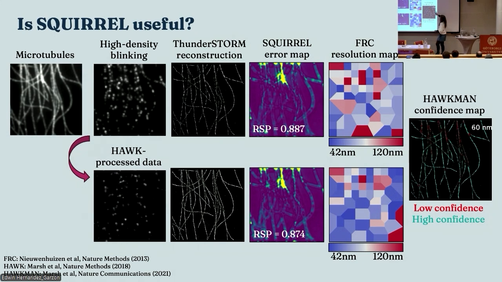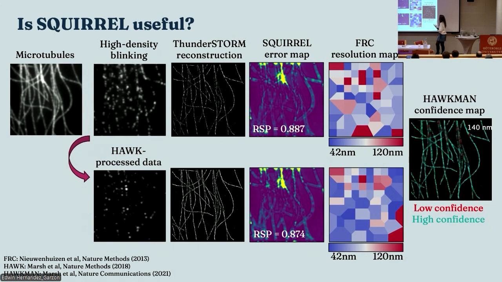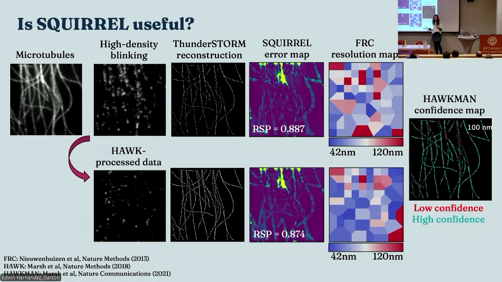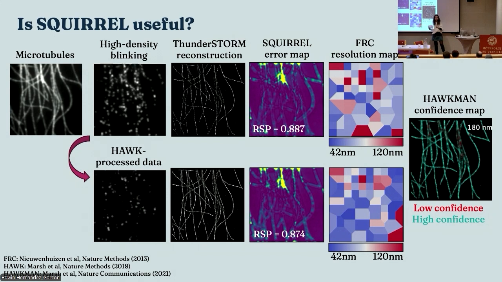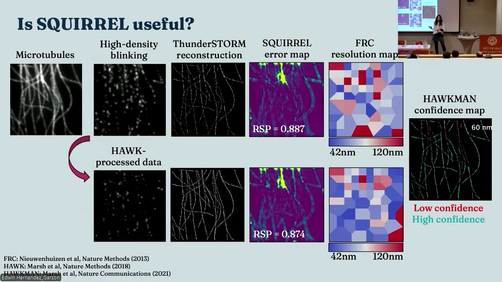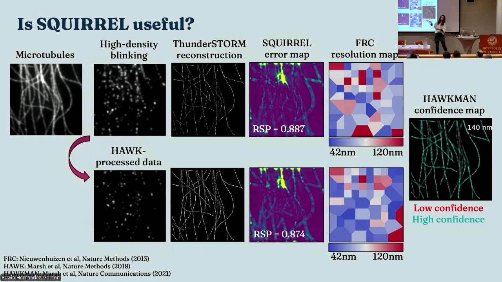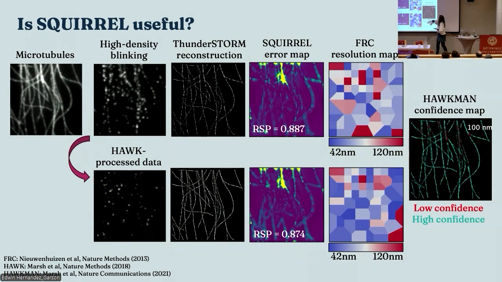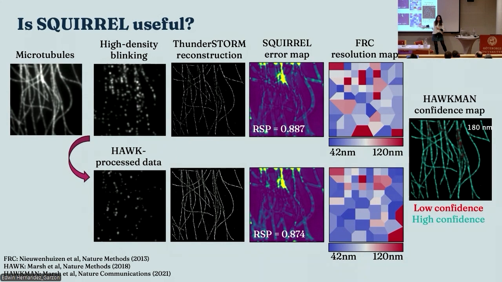So again, we're starting to get this kind of nightmare situation where we've got all these different quality metrics piling up, okay? I've given you Squirrel, which we've seen can be useful, but also can't be useful. We've got FRC, which can be useful, but also can't be useful. And we've got Hawk, which can be useful, but you need to do the Hawk pre-processing. It won't work for any other super resolution technique.